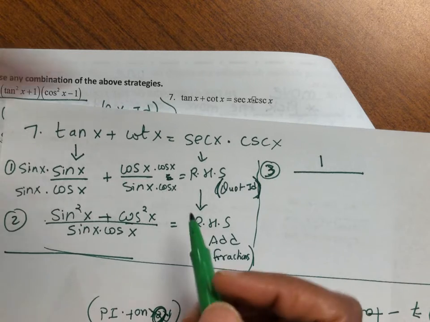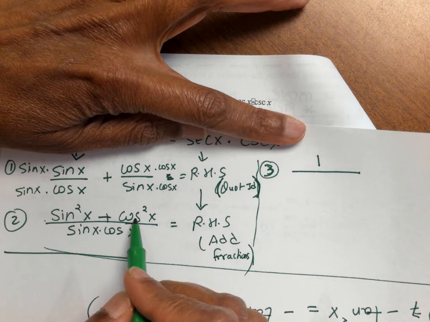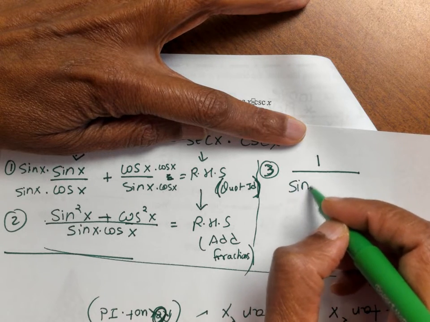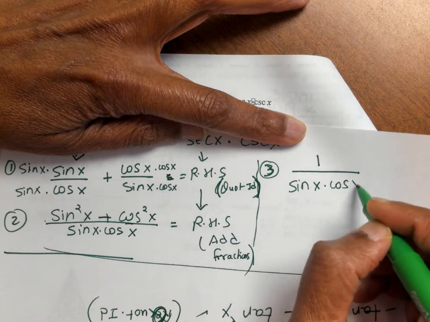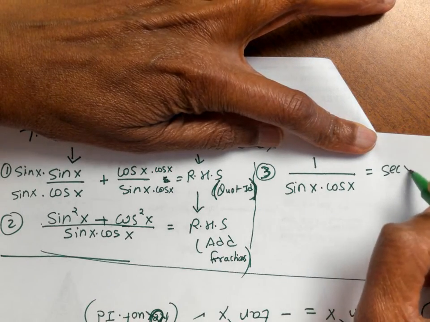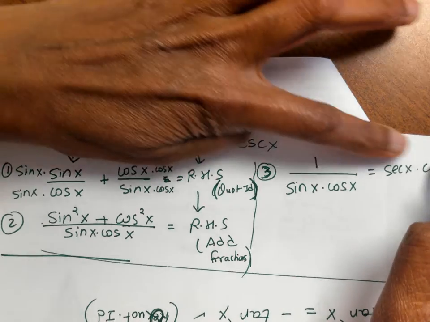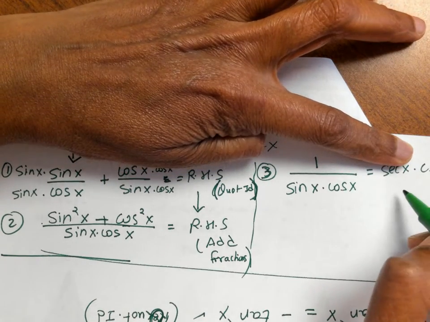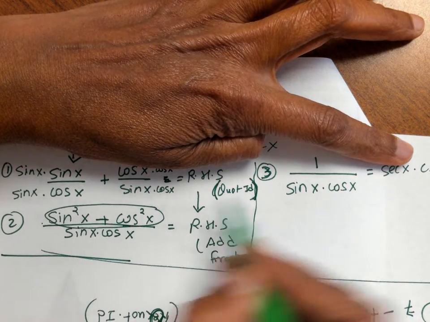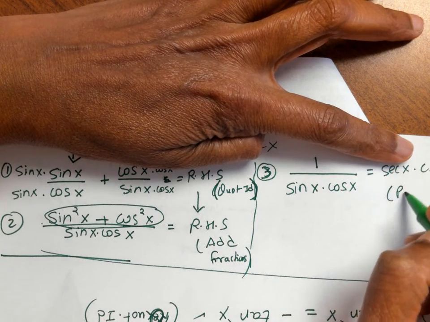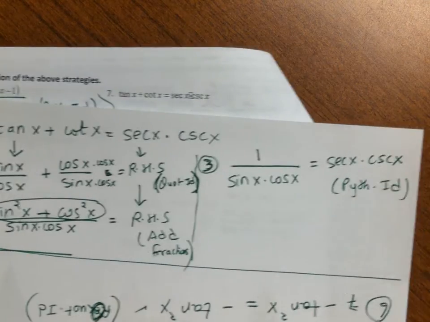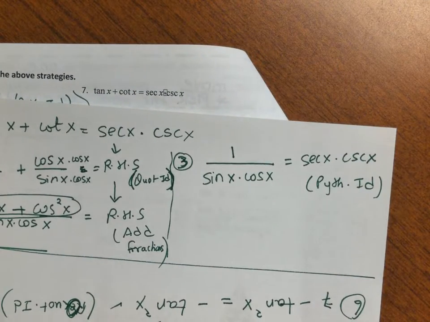And now I'm replacing sine square x plus cosine square x with 1, and my denominator is sine x times cosine x, and I need to prove that equivalent to secant x cosecant x. And this time I won't forget, my ID is going to be, because I replaced sine square x plus cosine square x with 1, that is Pythagorean ID. I shouldn't have forgotten. Oh, there we go. Sorry, you couldn't see it.